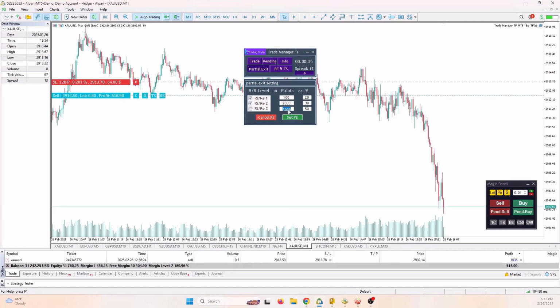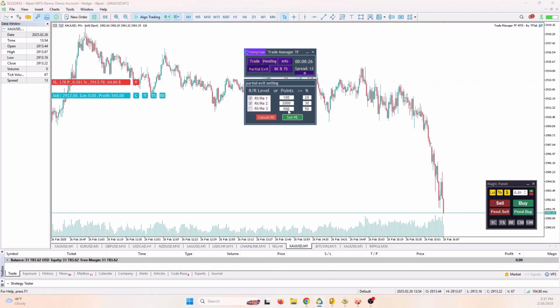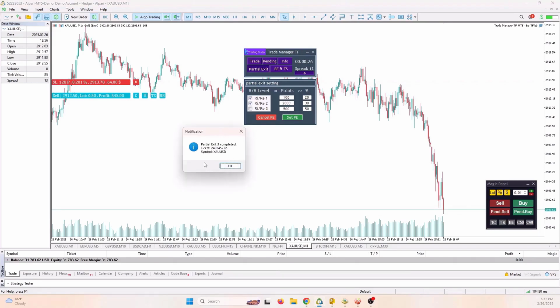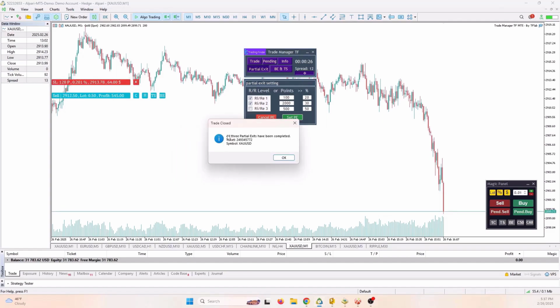Now, here we can set it using points. For example, if I set it to 500 points, it will reduce 50% of the remaining initial volume we had. It reduced that amount, and the third partial exit was completed successfully. In the end, it displays this message indicating that all 3 partial exits have been completed.